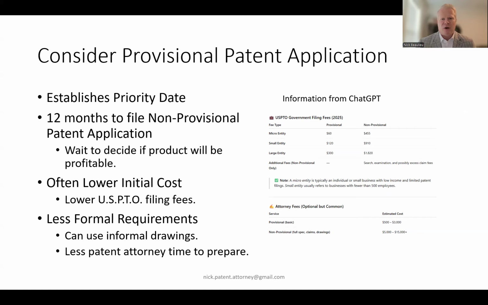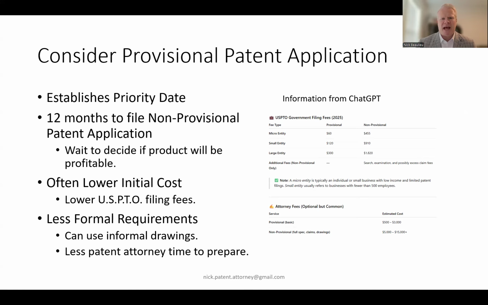And there's also lower fees with the USPTO. And then a time that people like to do this often is if they have a new product and they don't know if it's profitable or not, they can file the provisional application that preserves their right to file it in 12 months. They can work on the product for 12 months, see if it's going to be profitable. And then if it is going to be profitable, then they can convert the provisional to non-provisional in 12 months.